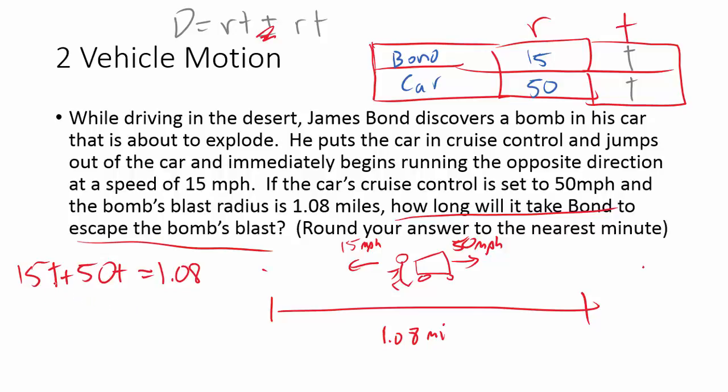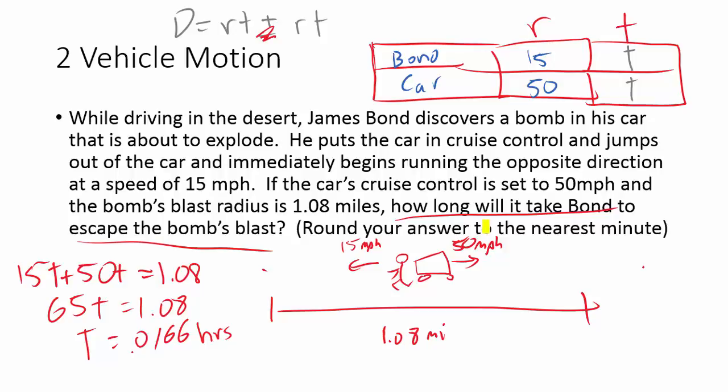From there, we're going to have to combine our like terms. We've got our 15t and our 50t, which gives us 65t. And from there, we'll divide: 1.08 divided by 65, and I'm coming up with about 0.0166 for our time.